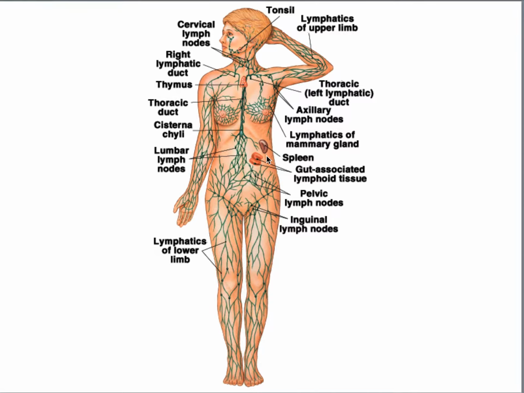Thymus, lymph nodes, the spleen, GALT, which is gut-associated lymphoid tissue. These are all associated with white blood cells, defending the body, and lymphocytes. You remember we said lymphocytes. What were the three? B cells, T cells, and natural killer cells.